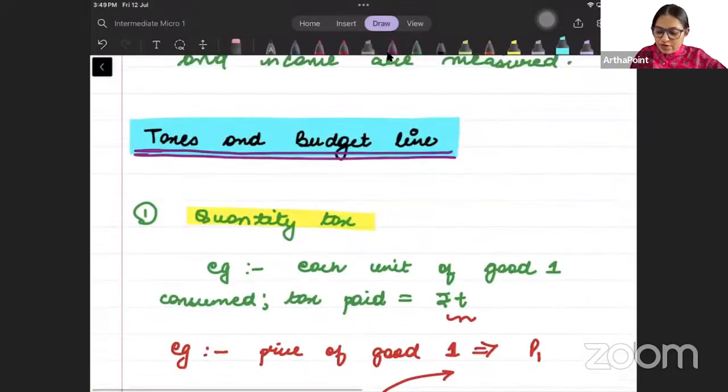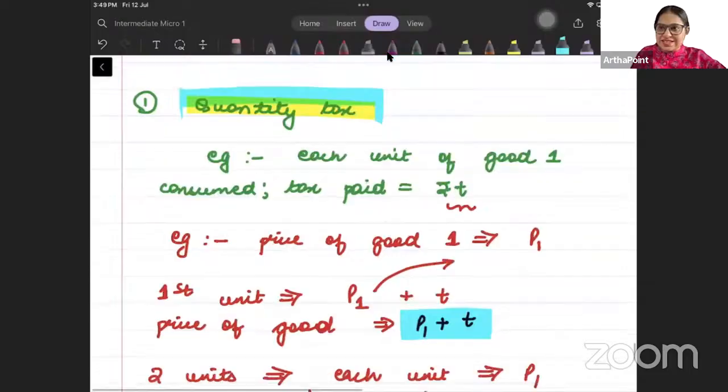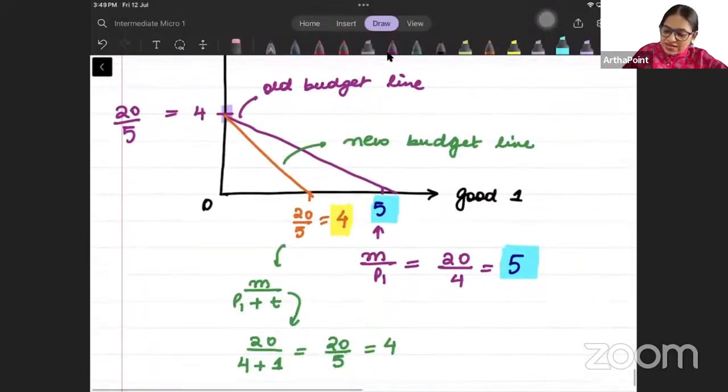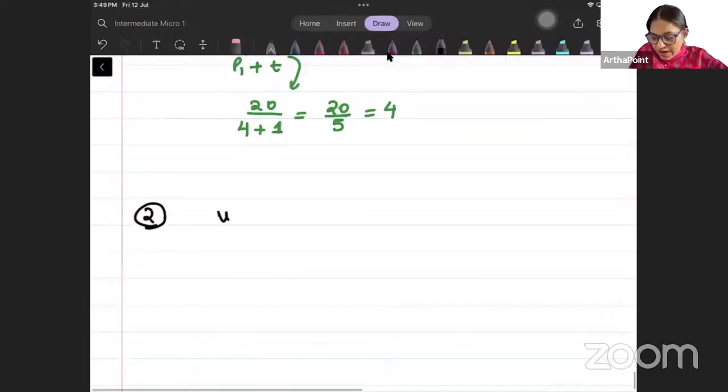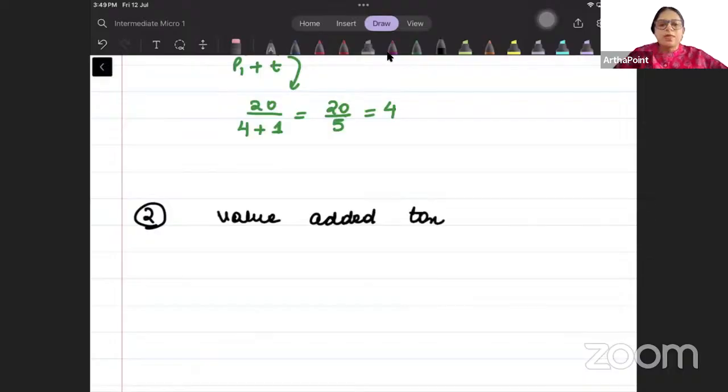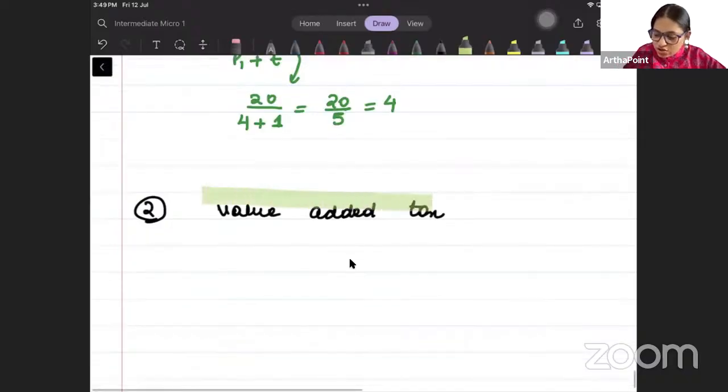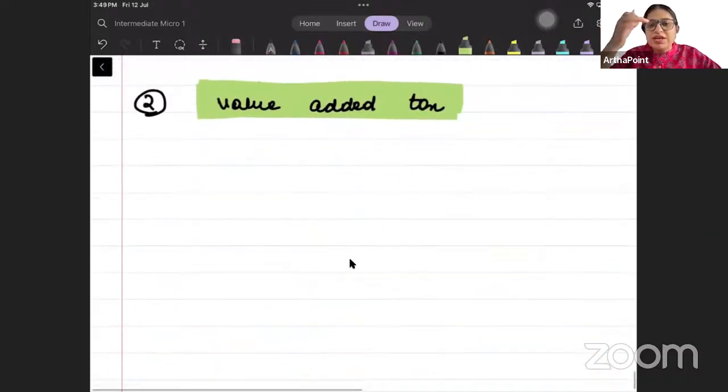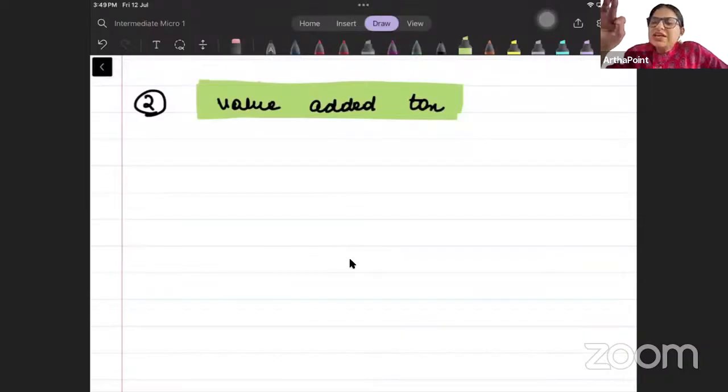So this is our first kind of tax, which is called quantity tax. Now I want to do the next tax, and that is called, please write down, tax number 2, value added tax. Beta, quantity tax and value tax are very similar in nature. Just that now I am putting tax as some percent. Okay? This is not on quantity. It is not that 1 rupee on 1 unit, 2 rupees on 2 units. I am not putting a tax on the quantity.